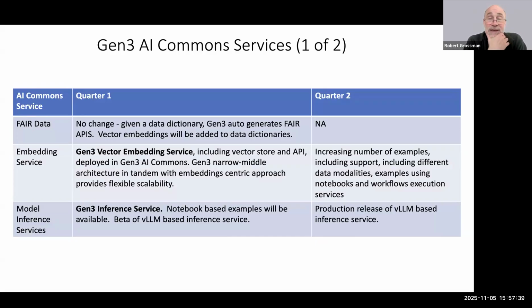So in a little more detail, the FAIR services will simply add an embedding service. We'll add vector embeddings to the graph. That will basically be ready in November. And we'll just bring out more and more standard embeddings, find out what embeddings people want us to include, et cetera. The inference services, we inference in all the notebooks. We'll do a beta of a VLLM-based inference service, I guess in December and January. That's straightforward.